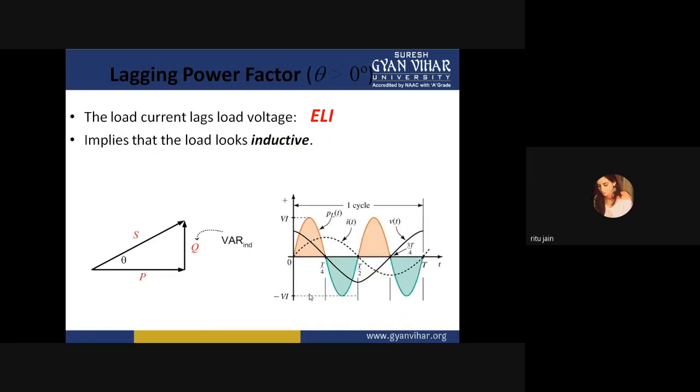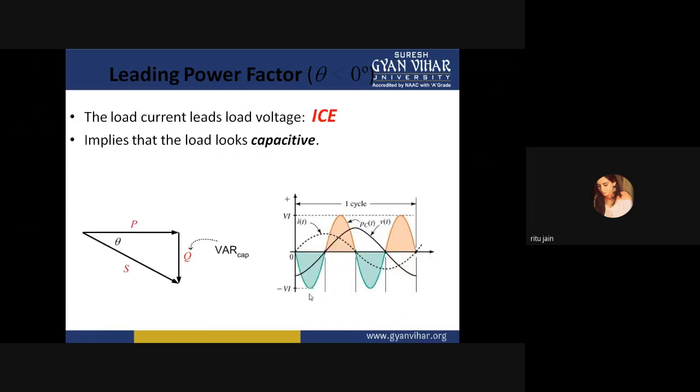Lagging power factor: theta is always greater than 0 degree. So the load current lags the load voltage, which implies that the load looks inductive. Now, leading power factor: theta is always less than 0. So the load current leads the load voltage, which implies that the load looks capacitive.